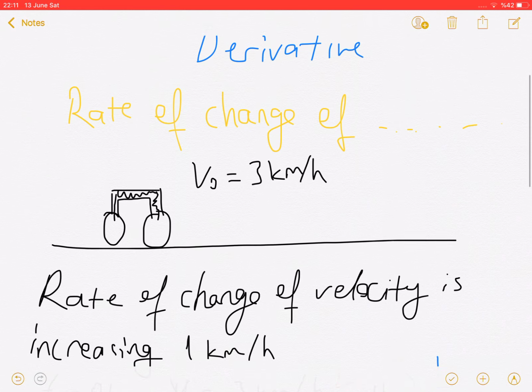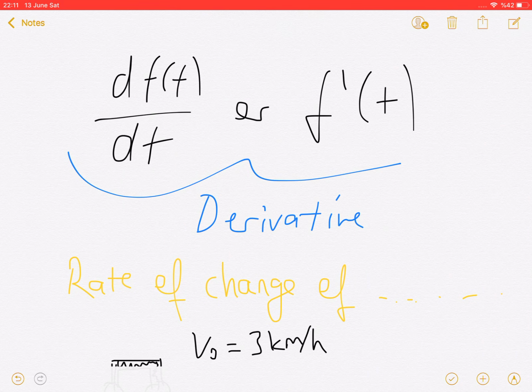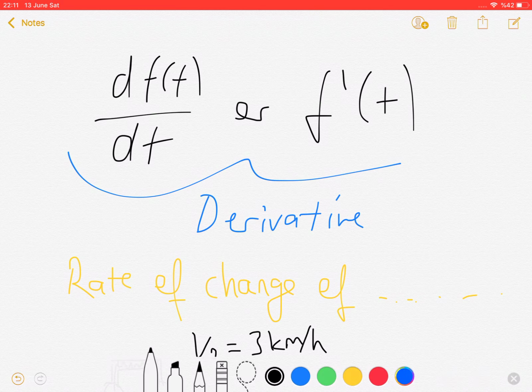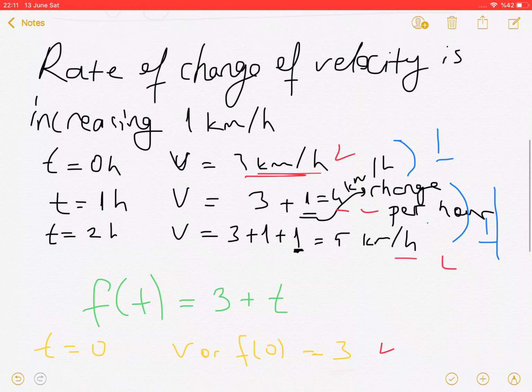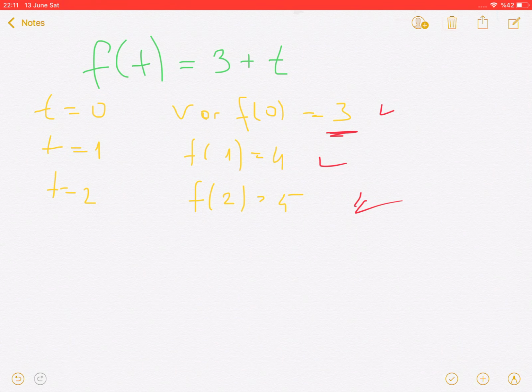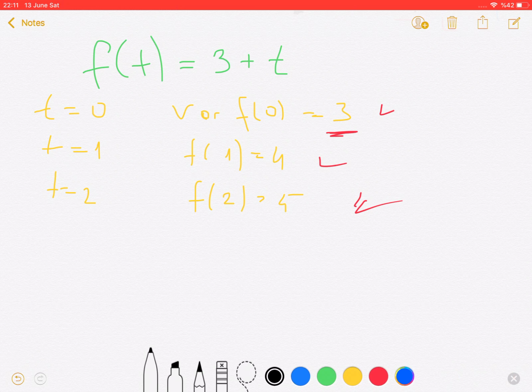At the beginning of this lecture, I showed you df of t divided by dt, or f prime t. We know the function. Let's try to write it in our notation. Let's try to find the rate of change of this function as time goes. I know some of you could find the answer right now, but let's write it in a mathematical sense.